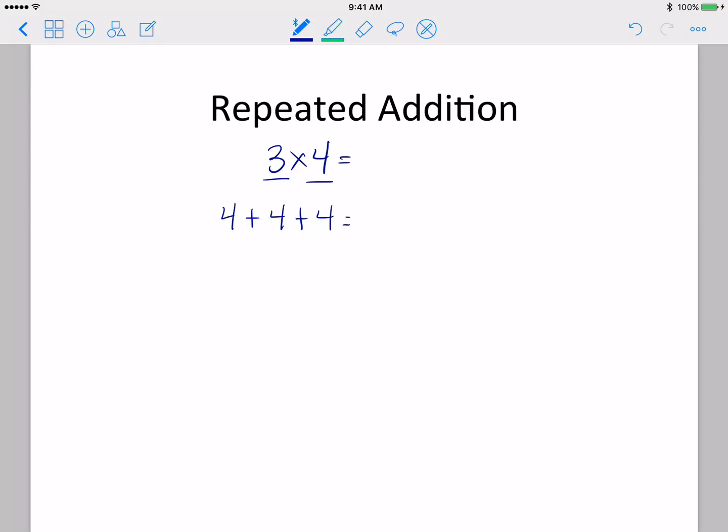And that's essentially what multiplication is, just repeated addition. Some students really like this, especially when we get to bigger factors, because you can add it together. I like to do this. To find the product, 4 plus 4 is 8, and I just have one more 4. I'm going to bring that down. 8 plus 4 is equal to 12. So that is our product. 3 times 4 is equal to 12.